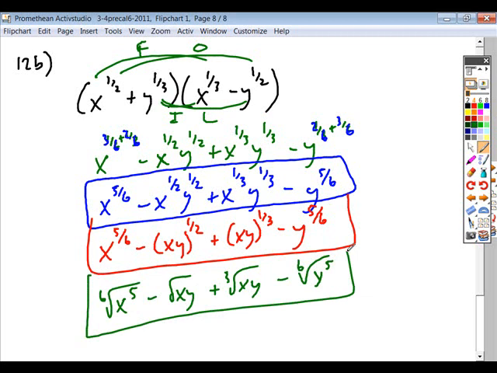Usually you're going to write your answer in the same form that the problem was written in. So the problem was written as rational powers, so you'll probably write your answer as rational powers.